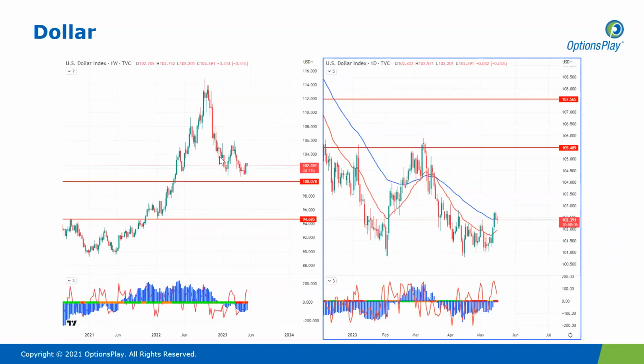Looking at the weekly time frame, we do see a major support between 102 and 100. This is a major support level. In this case, it's actually 101. That's the support area here that price has been respecting. We are seeing a capitulation.